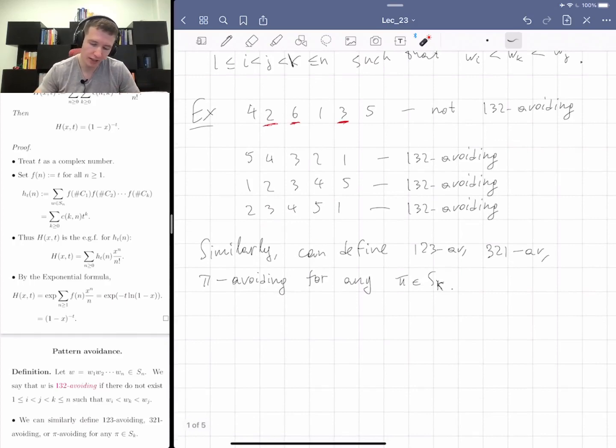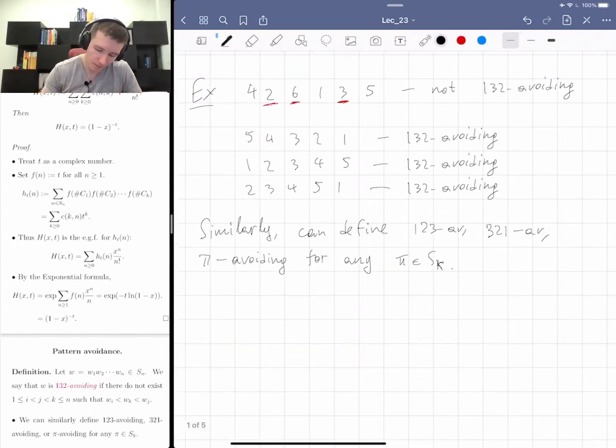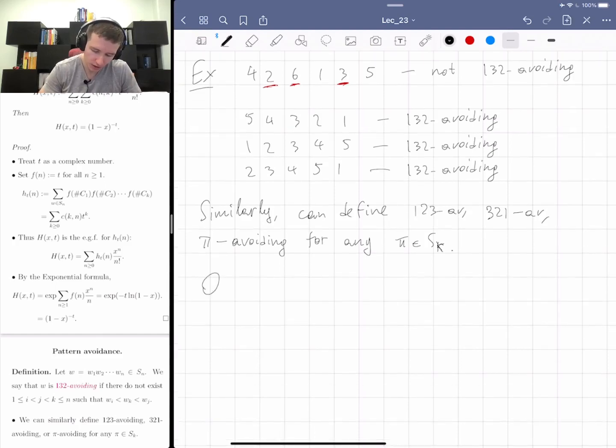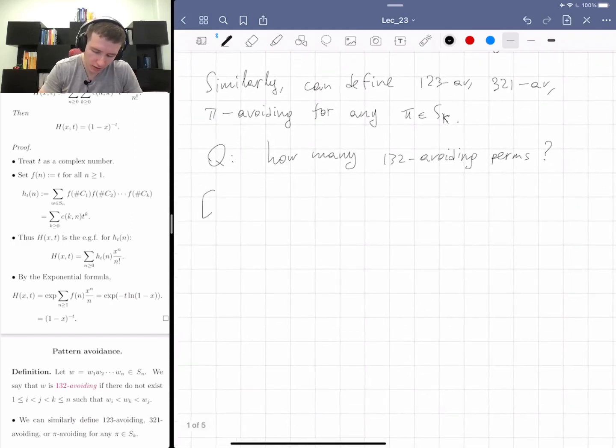So yeah, anyways, let me now try to count. Let's say I want to count 1, 3, 2 avoiding permutations. So the question is how many 1, 3, 2 avoiding permutations are there? And let's say for n equals 3, what's the answer for n equals 3?